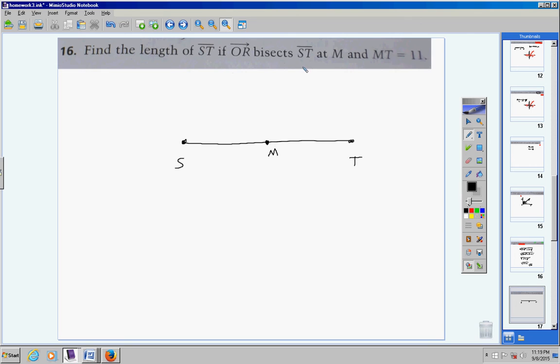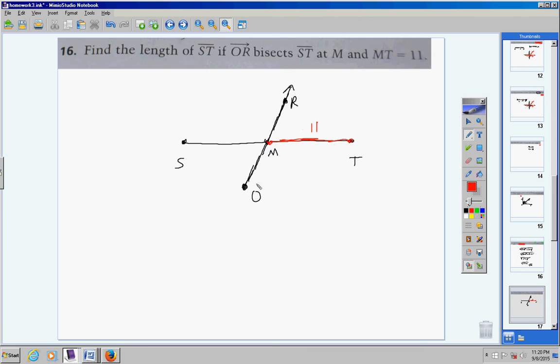OR, ray OR bisects ST. So I'm going to draw a ray like this. There's a ray. You can draw yours however you want to. I'm drawing mine like this. There's my ray, and it's ray what? OR. So put an O here and an R here. By the way, this ray can be called ray OM or it can be called ray OR. That would be the same ray. Okay, it does not matter which letter you use as long as you have your end point that you start with. Okay, so let's see what I've got so far. I've got segment ST. Ray OR is bisecting at M, and then we know MT is 11. So from M right here all the way down to T right here, the distance is 11.